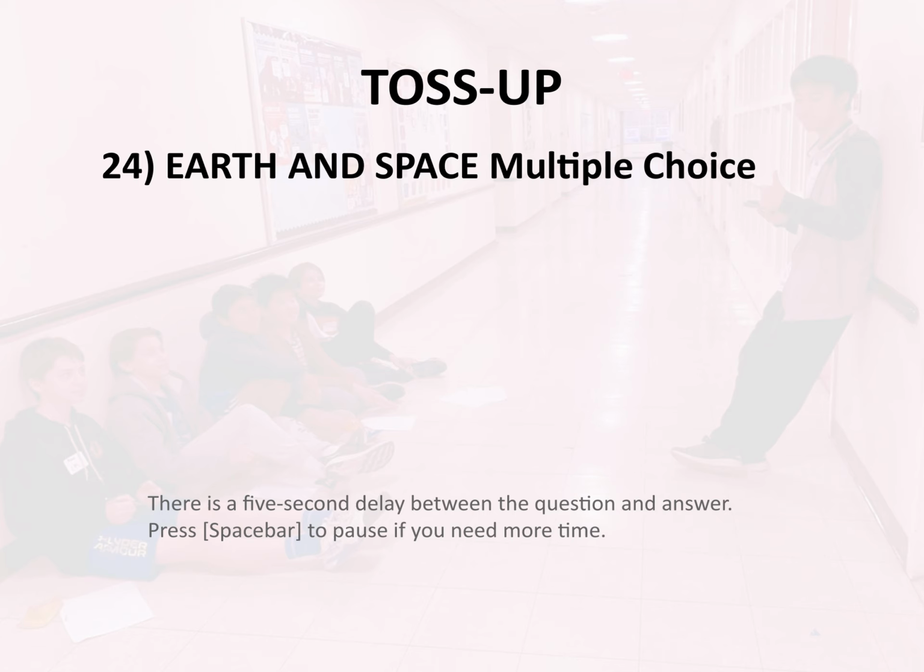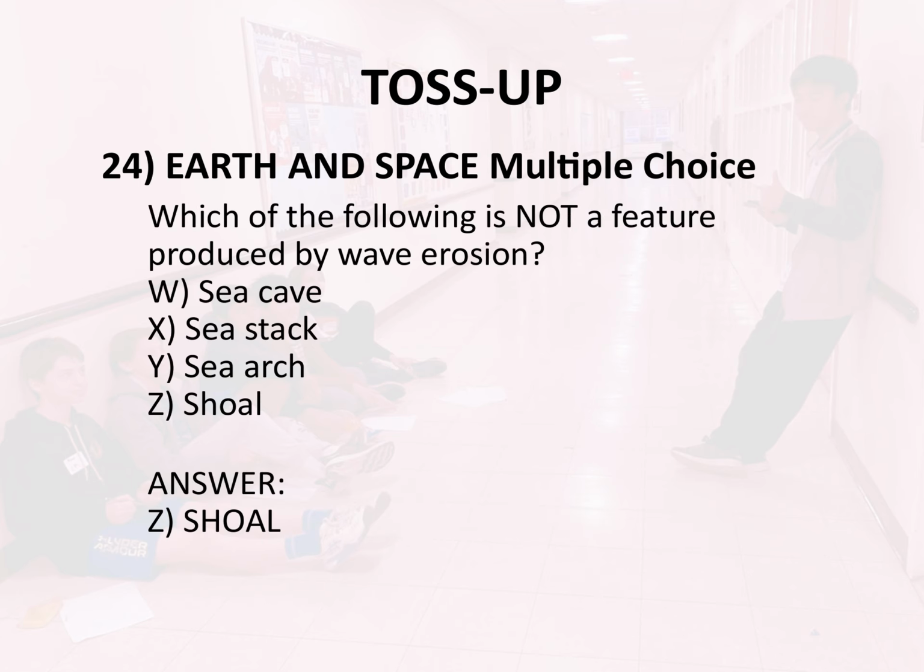Toss-up 24. Earth and space. Multiple choice. Which of the following is not a feature produced by wave erosion? W. Sea cave. X. Sea stack. Y. Sea arch. Z. Shoal. Answer: Z. Shoal.